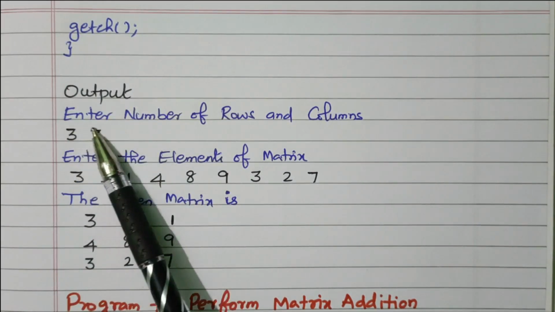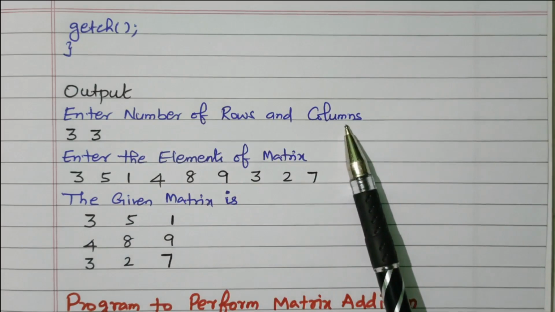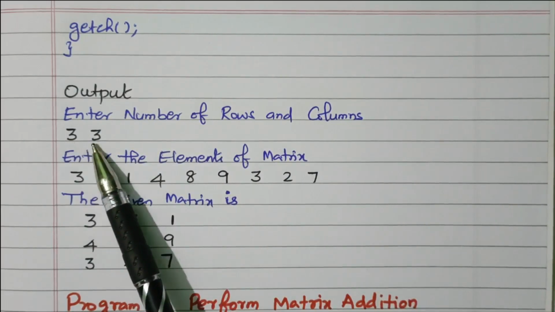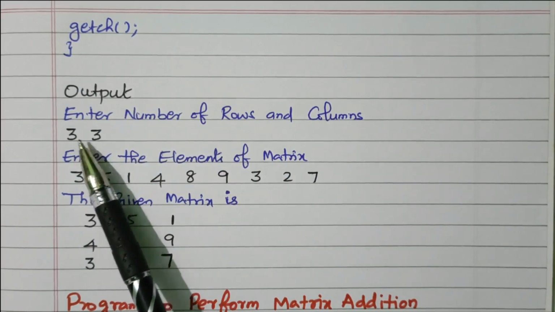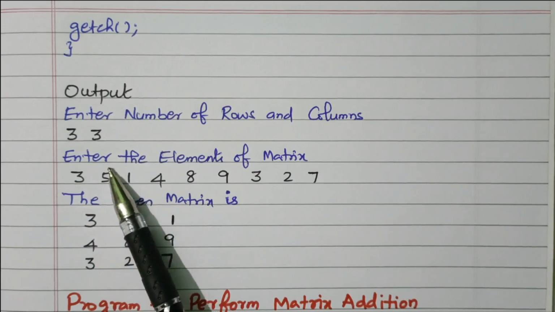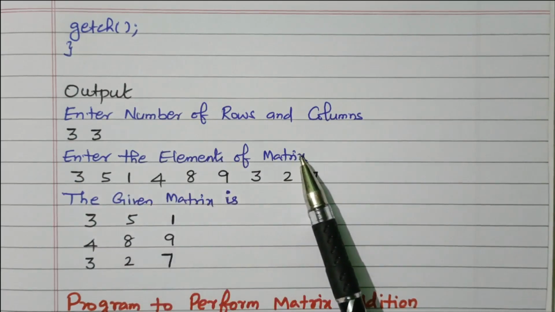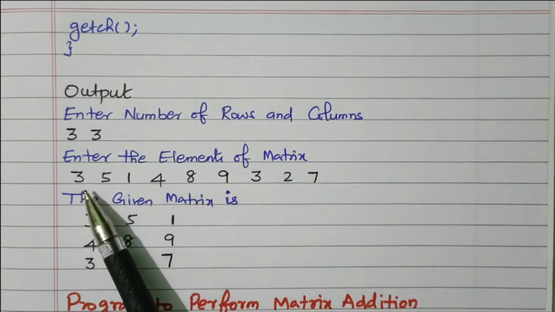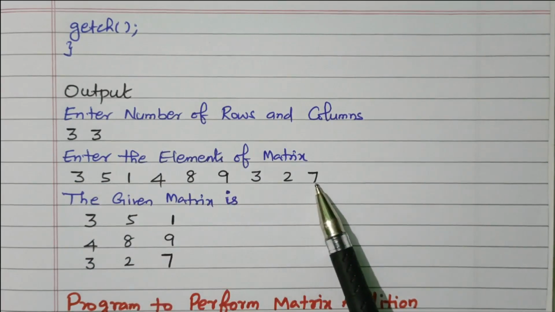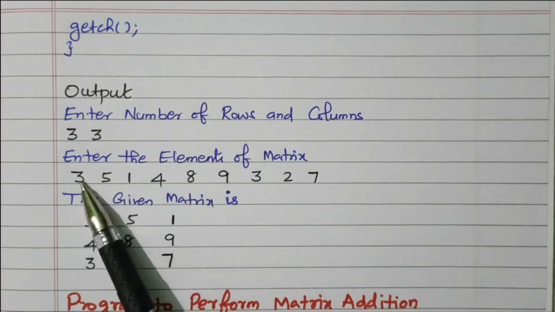First we ask to enter the number of rows and columns from the user. The user enters 3, 3. This is m, this is n. 3 is stored in m, this 3 is stored in n. Then we ask the user to enter the elements of the array: 3, 5, 1, 4, 8, 9, 3, 2, 7. These 9 elements are entered by the user.